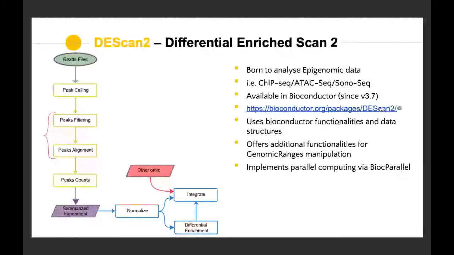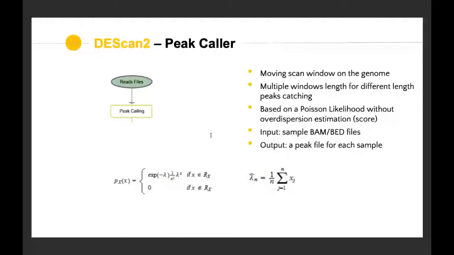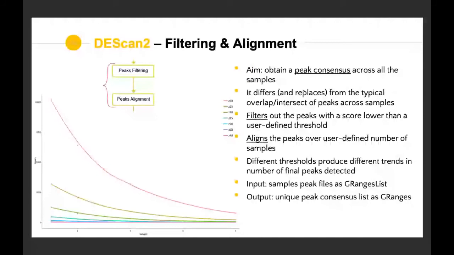So the peak caller is based on a Poisson likelihood without overdispersion estimation, and it's a moving scan window over the genome, and it compares multiple lengths of the windows in order to produce a score for each of the peaks. The output is a peak file for each of the samples, and these files have to be taken as input by the filtering and alignment step. This is a very important step because it wants to replace the typical overlap intersection of peaks across the samples. With the filtering, you filter out all those peaks with a very low score detected during the peak detection step.